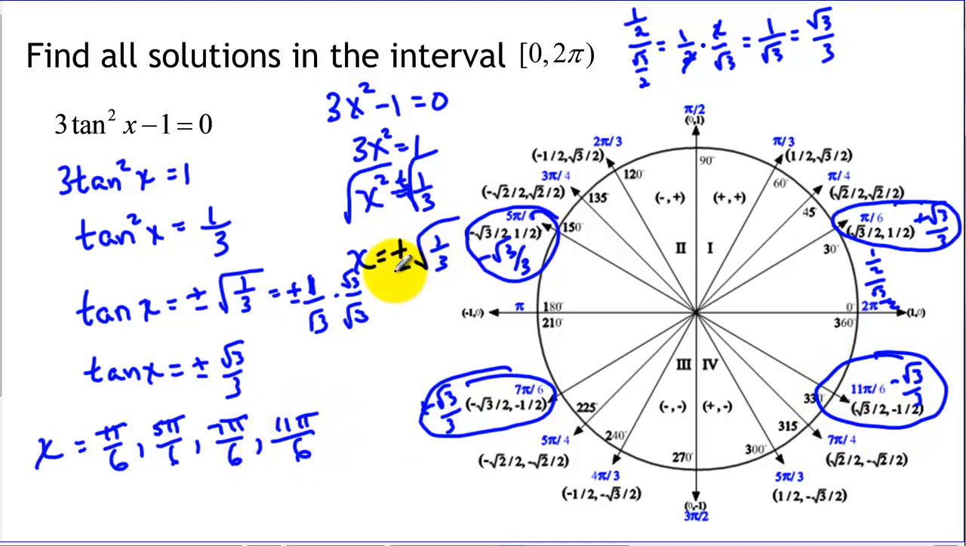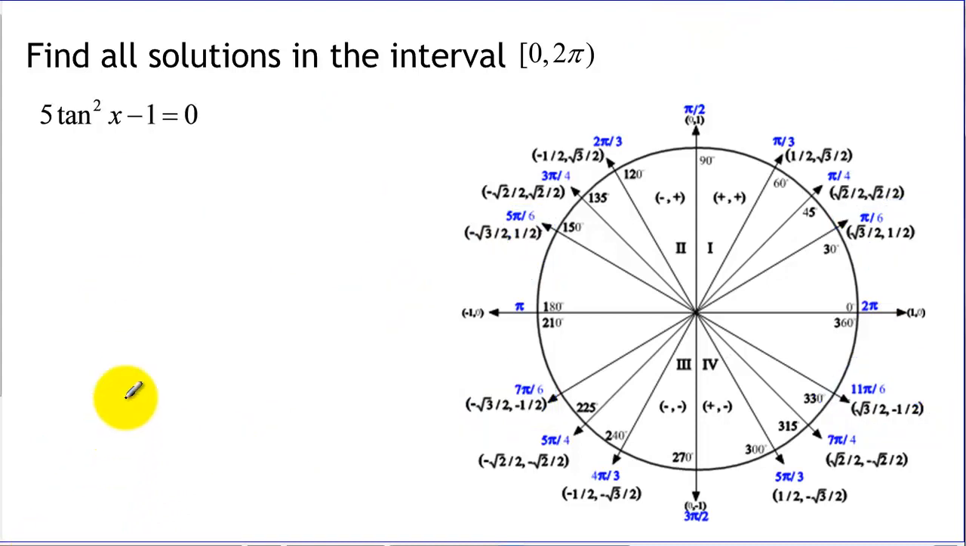Now if you forget this plus or minus symbol, we would only be looking for positive square root of 3 over 3, and we would have only listed those two solutions, and we would have missed half the solution. So it's very important that you remember this plus or minus. Now let's look at our final problem.